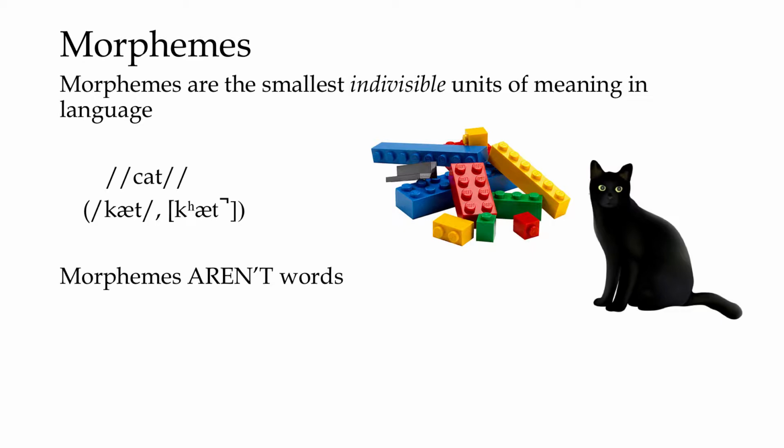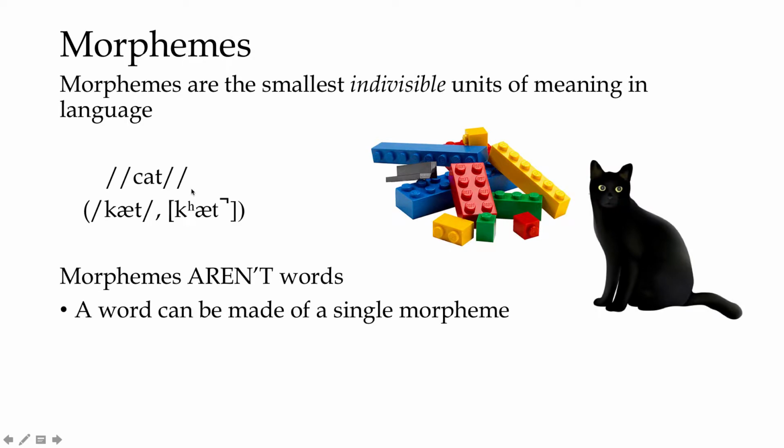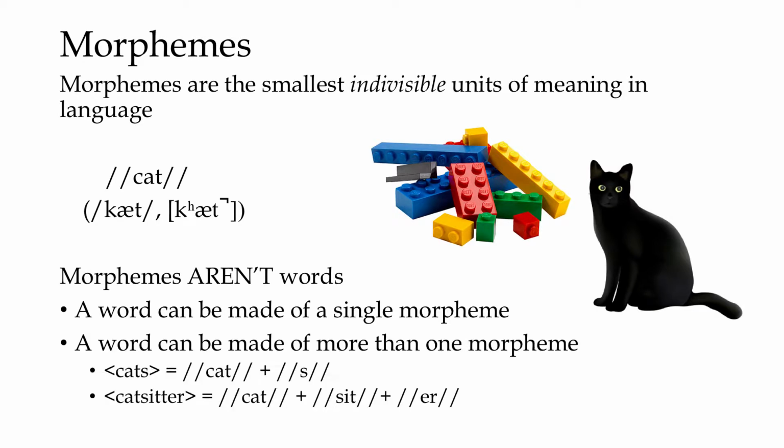It's important to remember that morphemes aren't words, even though the one that I just showed you, this morpheme cat, is also a word. So this word can be made of a single morpheme. It's a monomorphemic word.